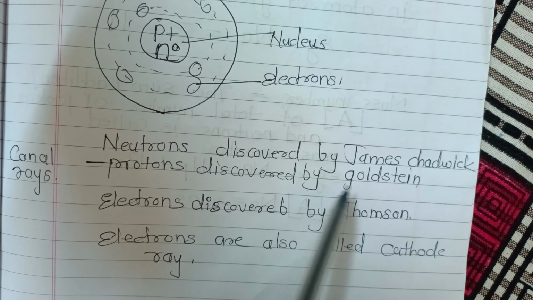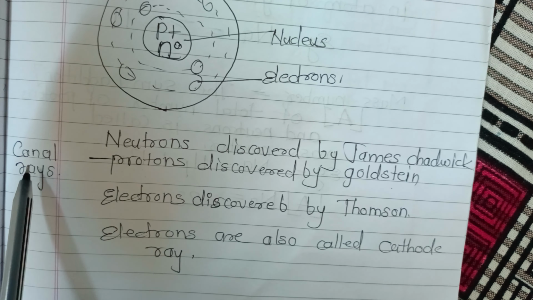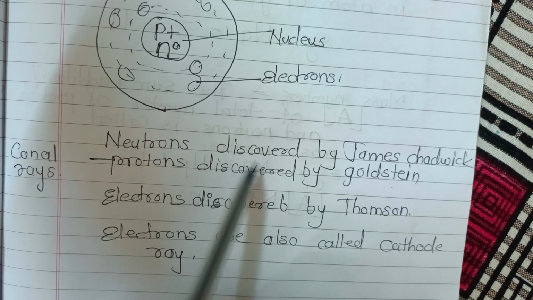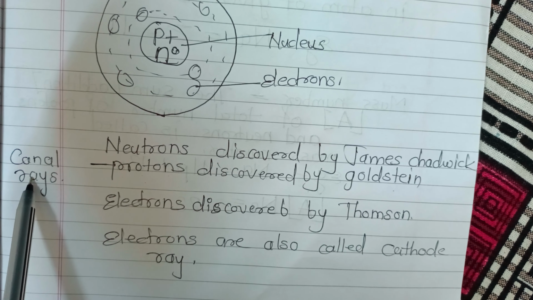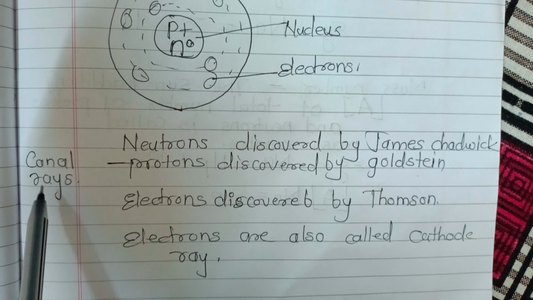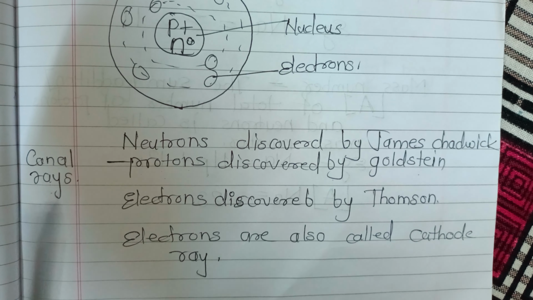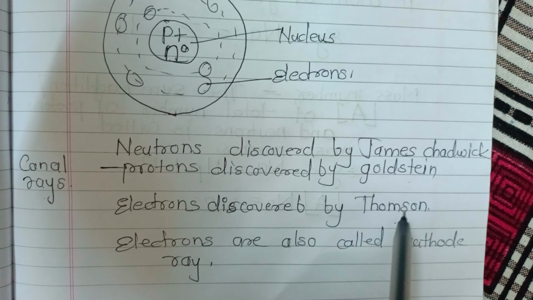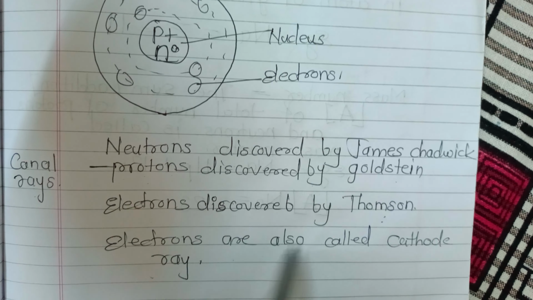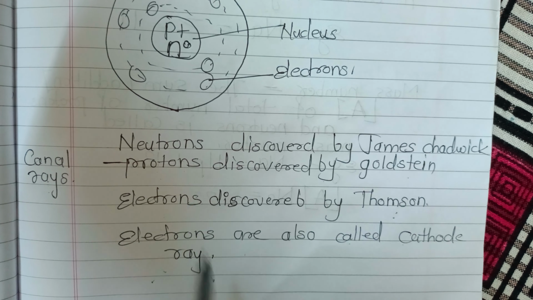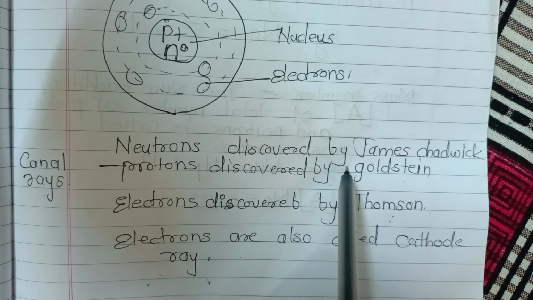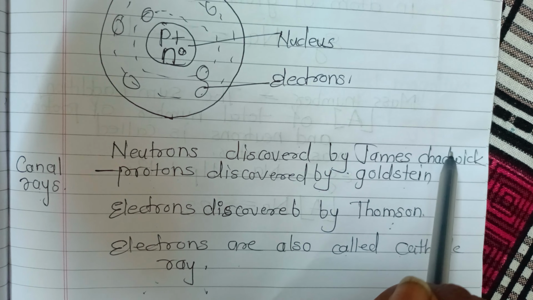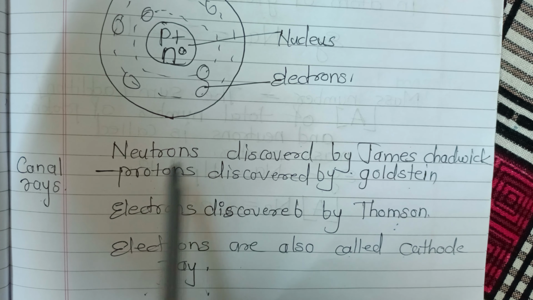Protons are discovered by Goldstein. These protons are also called canal rays. Protons are discovered by Goldstein, and protons are also called canal rays. And electrons were discovered by J.J. Thomson. Electrons are also called cathode rays. Neutrons do not have any other name. I hope you understand. Neutrons are discovered by James Chadwick, and there is no other name for the neutron.